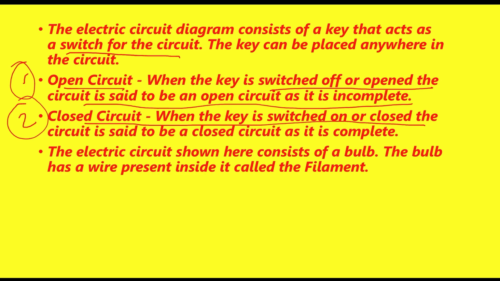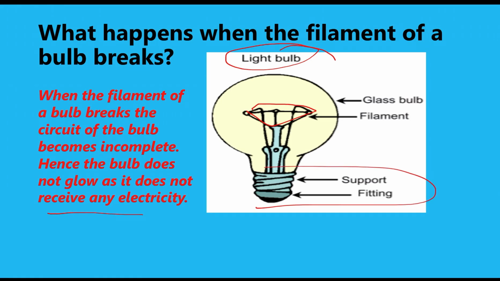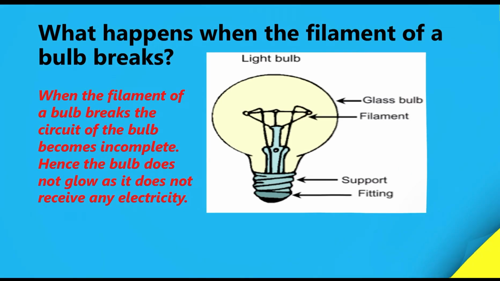So the electric circuit shown here consists of a bulb. The bulb has a wire present inside, the filament. Now you can see what happens when the filament is broken. When the filament is broken, the circuit becomes incomplete and the bulb does not glow. So this is the figure of an electric bulb. This wire is known as the filament, and this is the area where it is connected.